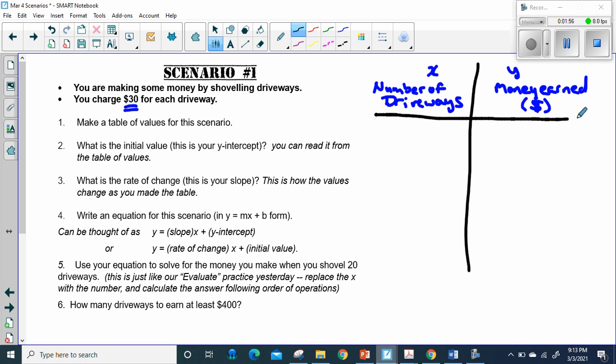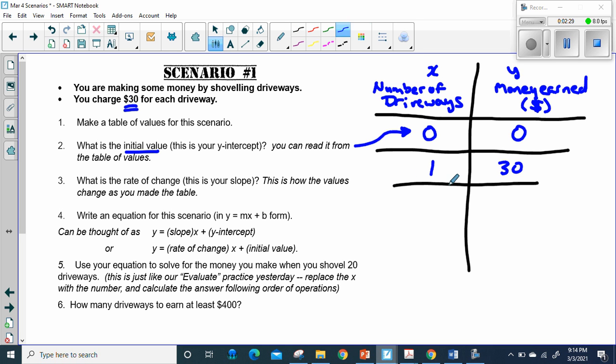So if I don't do any driveways, am I going to make any money? No. So no driveways, no money. Oh, well, guess what? When we have no driveways, there's our initial value. So when we walk out to start doing driveways, we haven't made any money yet because we haven't done it yet. That's our initial value right there. Done. Okay. So now let's shovel a driveway. I've just made 30 bucks. Perfect. Let's shovel another driveway. So I've made another 30 bucks. Well, what's 30 plus 30? Oh, I just made 60 bucks.